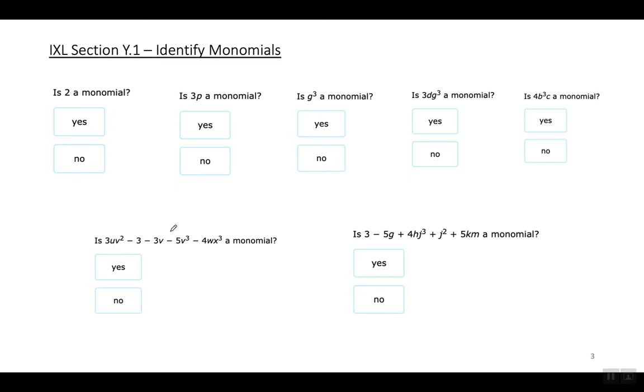Is 2 a monomial? Yes. All the questions are like this, yes or no. Is 3p a monomial? Yes. All the ones on the top are examples of monomials. And all the ones on the bottom, if they're separated by plus or minus signs, that's it, they're not monomials.